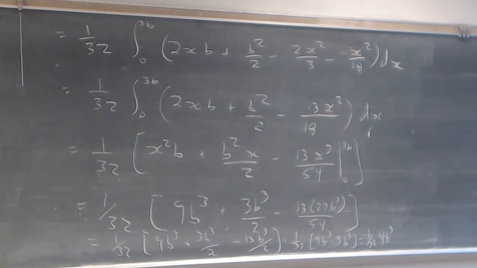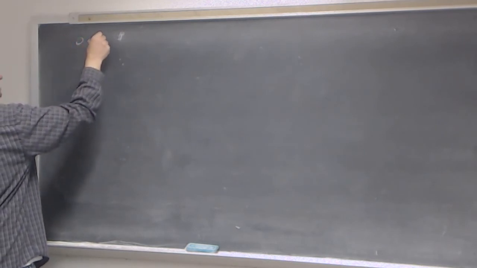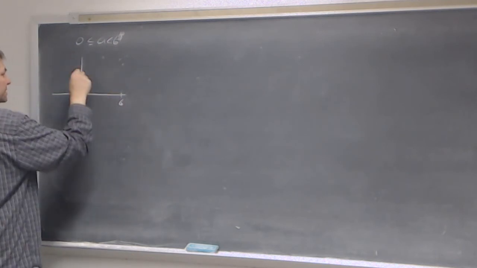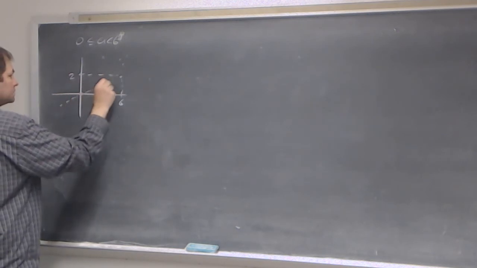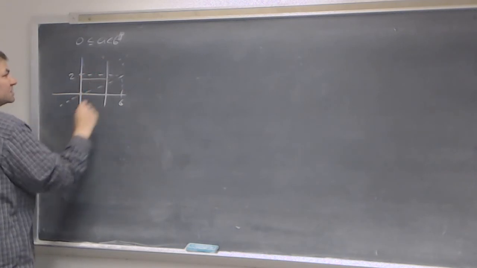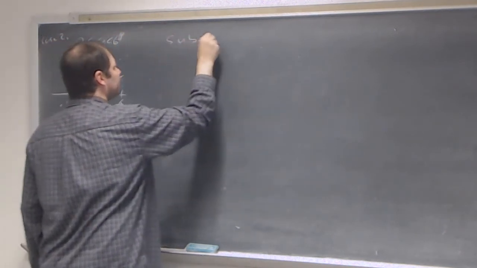One more situation. So remember, we were working with the case that the A value was between 0 and 6. So remember, 0 is less than A is less than 6. Here was our picture. So here was maybe 6, here's 2. This was the region of integration. Here's A. And I said, well, what if B is up here? So this is subcase 2. This was case 2. This is subcase 2.